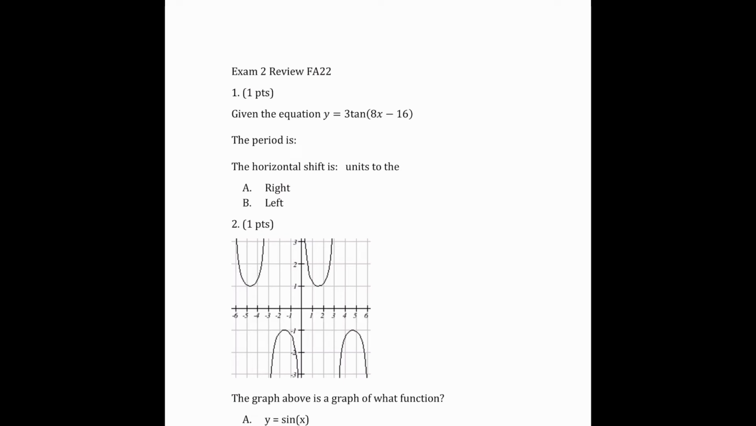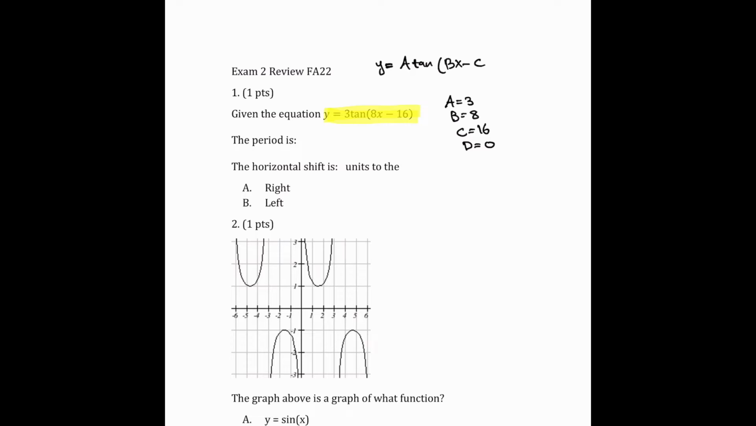This is the exam review. Question number 1 asks the period and the horizontal shift. Whenever you see this equation, immediately you should come up with A, B, C, D. In this case, A is equal to 3, B is equal to 8, C is equal to 16, D is equal to 0.